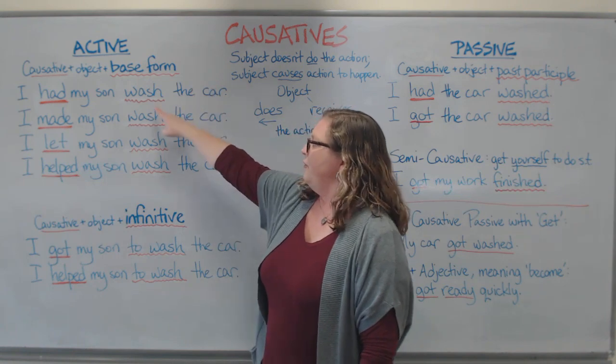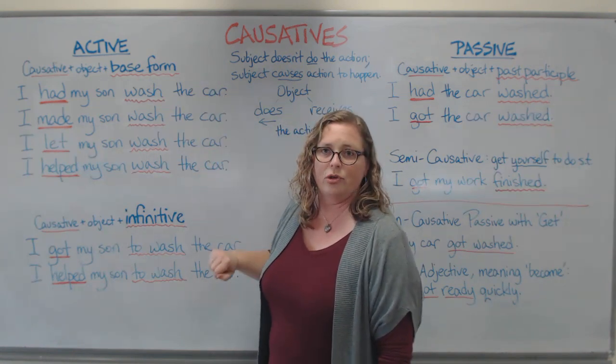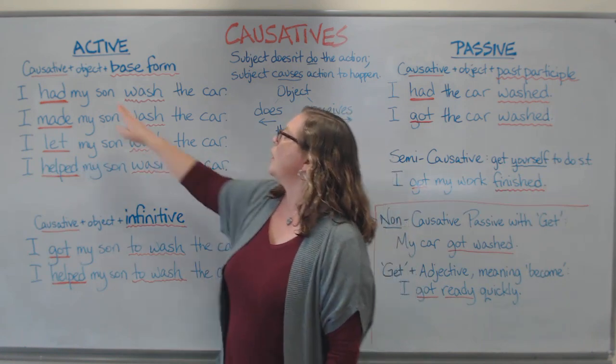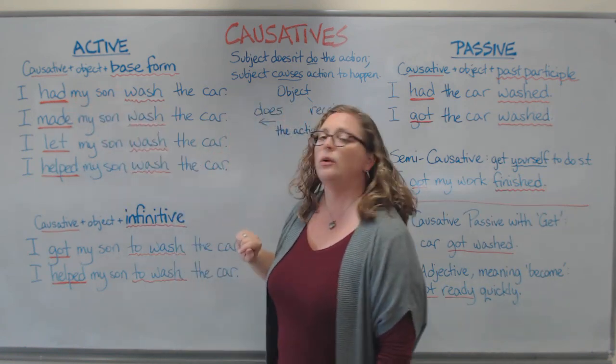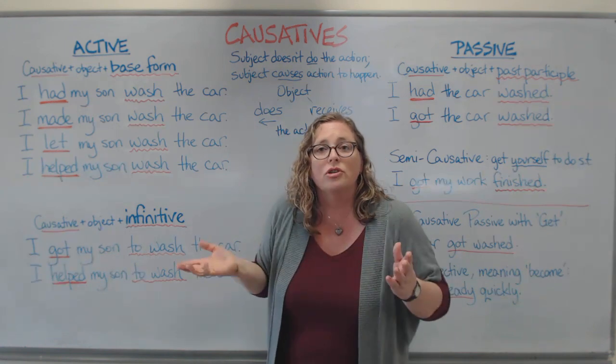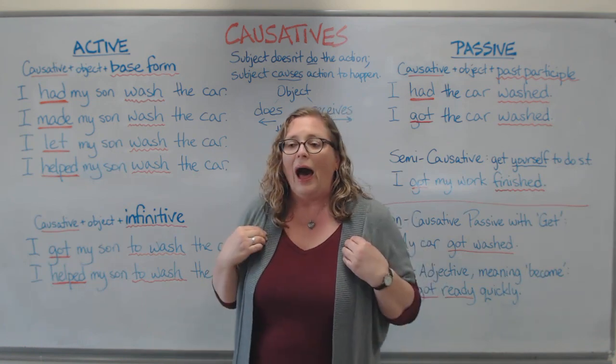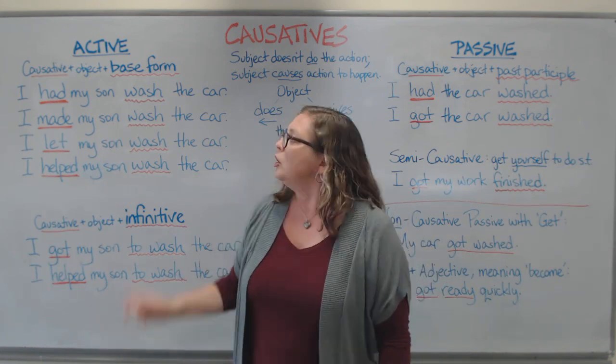And then if this verb takes a direct object, then you need to have your direct object. So the first one, I had my son wash the car. I didn't wash the car. Who washed it? My son. Why? Because I told him to.